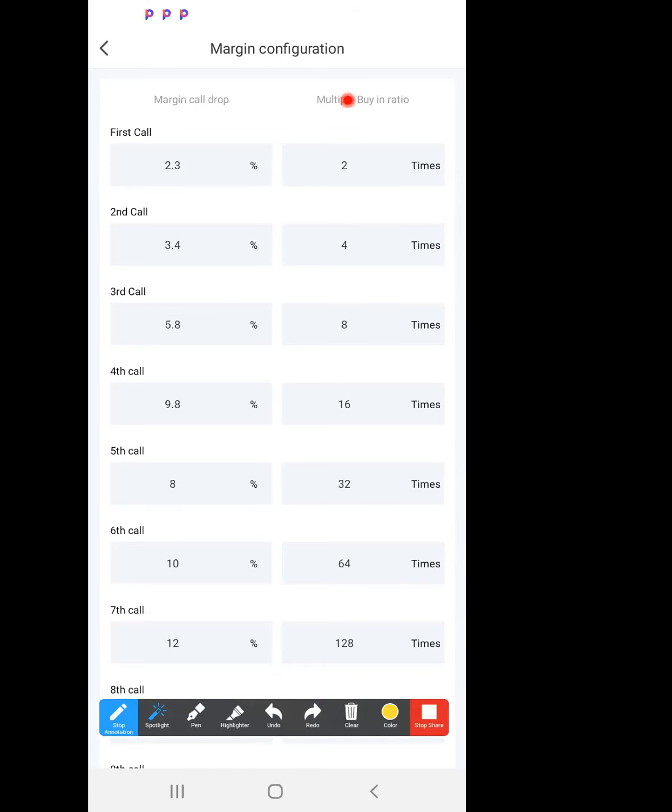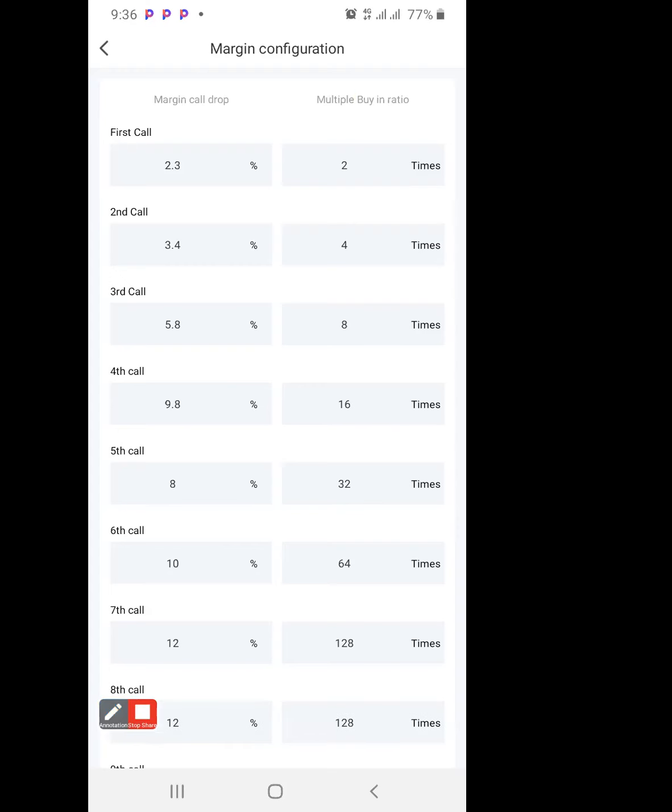And as it takes a buy, there is the multiple buy-in ratio that you can see here. As there are new buys, it will multiply by the number of buy amounts that you have. For example, let's say the first buy amount was 10, and it's taking the first call. That means it's going to multiply 10 by 2 here. 2 times 10 will now be 20. That means you are buying that coin for $20. If it goes deeper to the second call, it will multiply by 4. That means you are doing 20 times 4, which makes it 60.